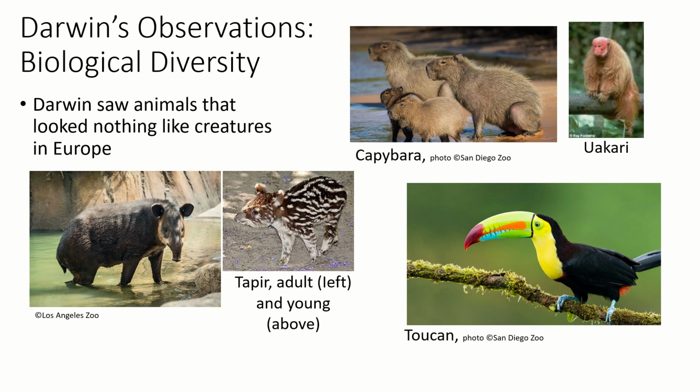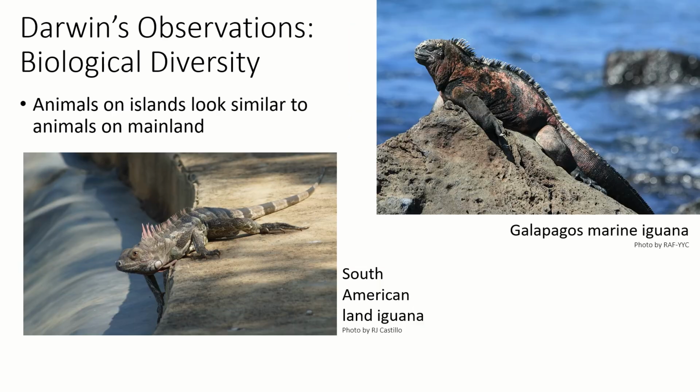Here's some of the things he saw. He noticed that there were animals in South America that looked absolutely nothing like animals in England. There's nothing like a tapir in England, or a capybara, or a rhea, or a toucan. These things don't exist in England. He's like, how is that possible? Why did God, if God created all this, put certain things in Europe and totally different things in South America?